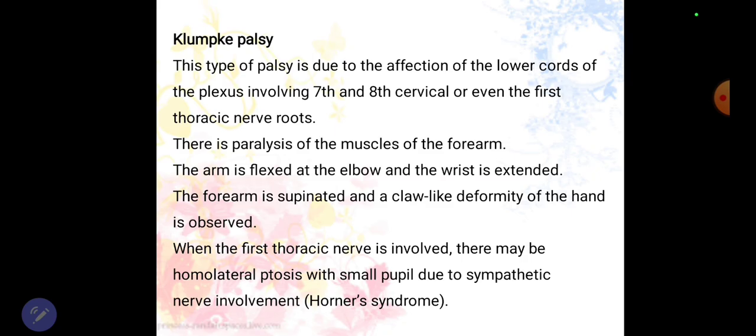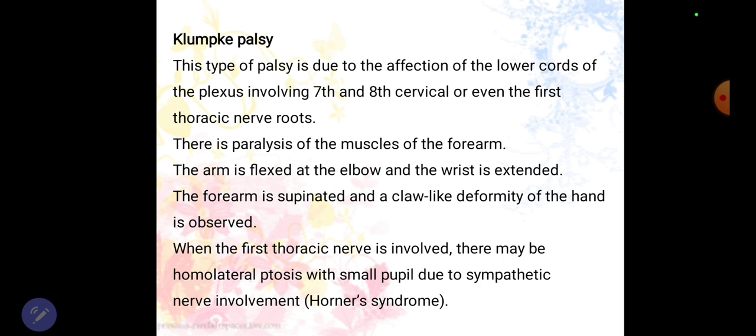In Klumpke's palsy, this type of palsy is due to affection of the lower cord of the plexus, involving the 7th, 8th cervical, or even the first thoracic nerve root. There is paralysis of the muscles of the forearm. The arm is flexed at the elbow and the wrist is extended. The forearm is supinated and a claw-like deformity of the hand is observed.